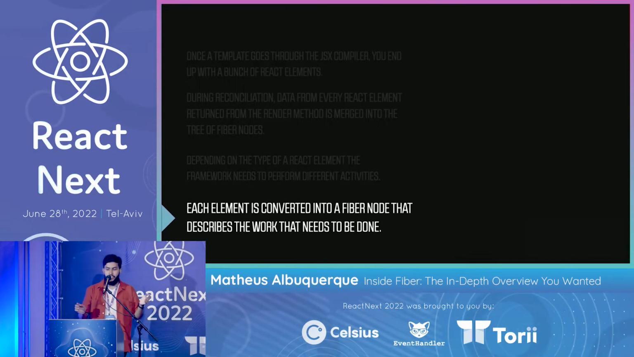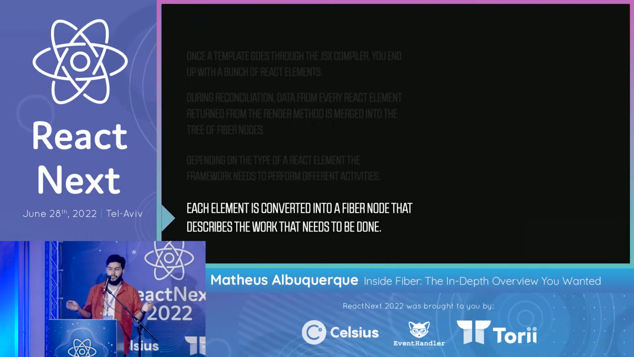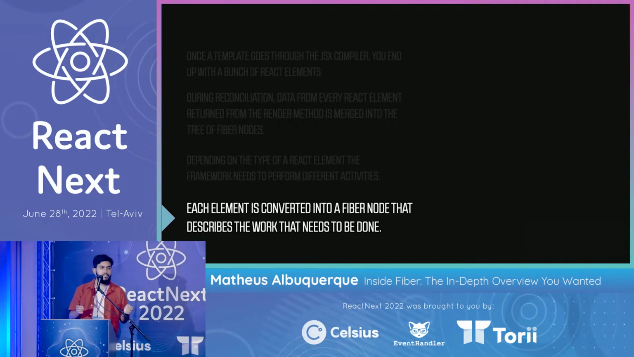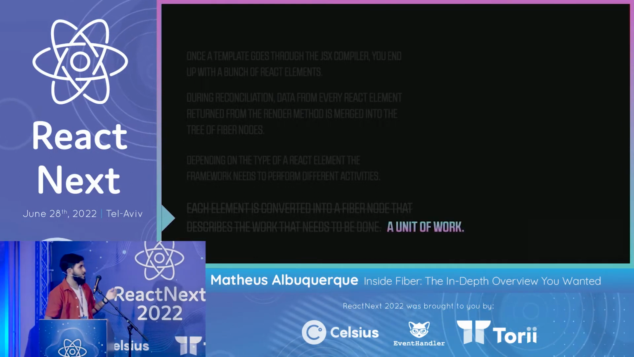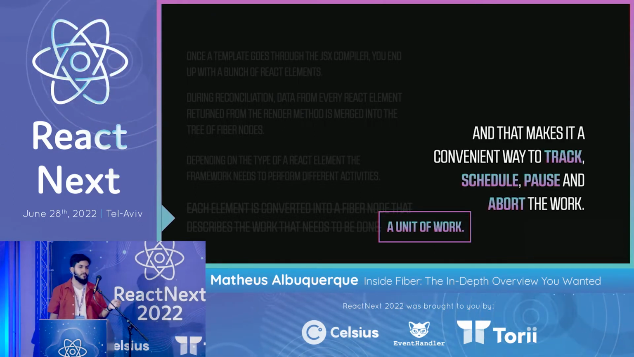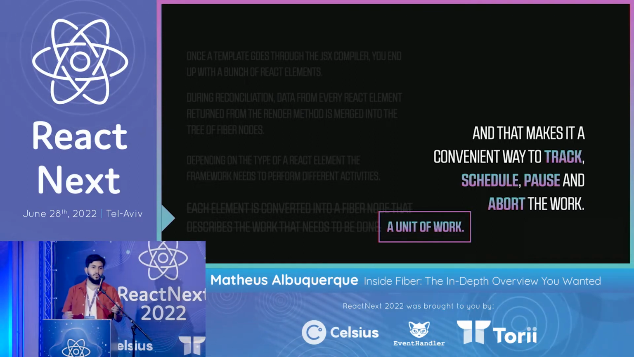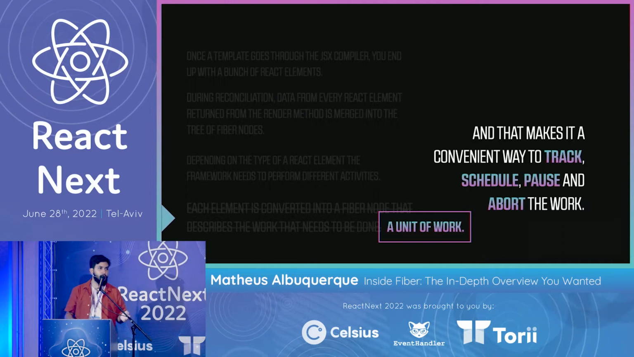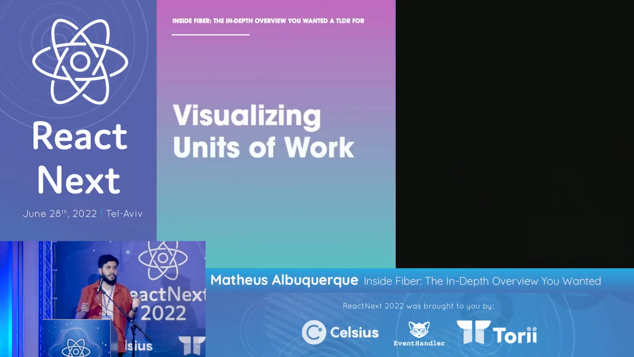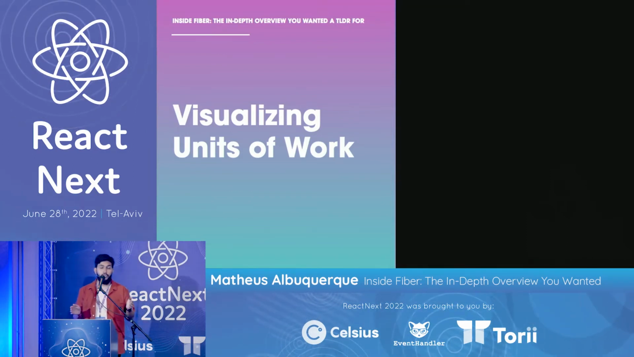And now we get to a point where we have each element converted into these fiber nodes that describe exactly what kind of work React needs to do. That's why we can think of it as a unit of work. And the fact that we have those well-defined units of work makes it easier to track this work, to schedule, to abort, to have more control. Okay, now that we can see those as units of work, we can also start visualizing them.